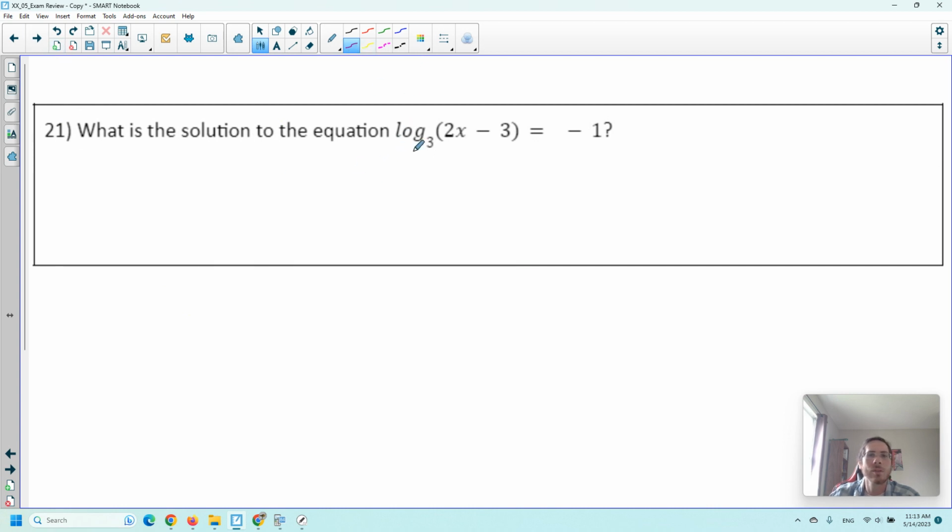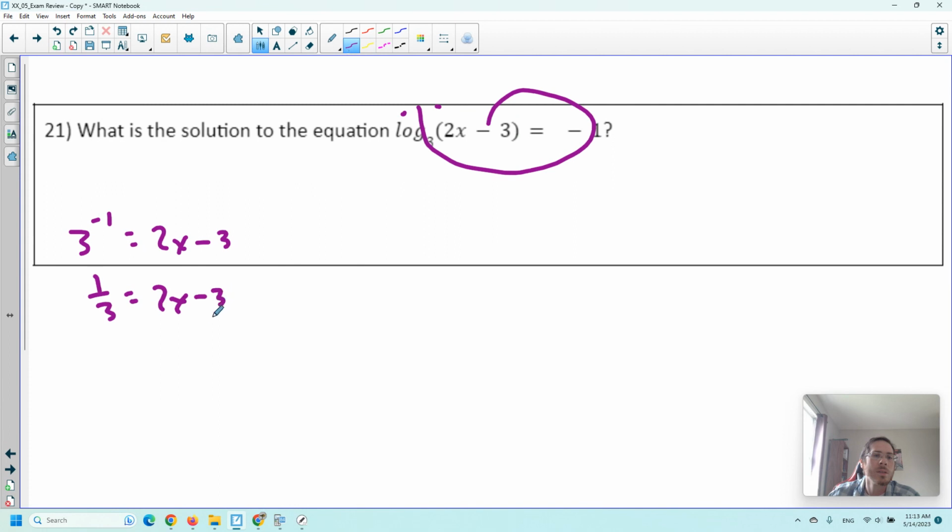For 21, we've got to get the solution for this equation. So again, I'm going to go ahead and just snail this. Seems like it's the easy thing to do. 3 to the -1 equals 2x minus 3. 3 to the -1 is 1/3. So I'm going to add 3 to both sides. So that's 1/3 plus 3/3, that's 10/3 equals 2x. Divide both sides by 2. So that's going to be 5/3 equals x.